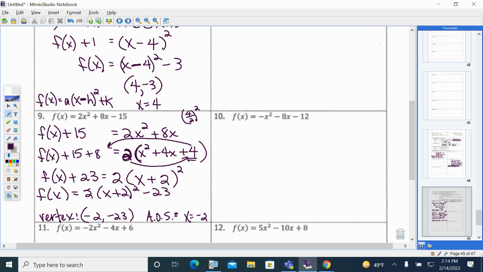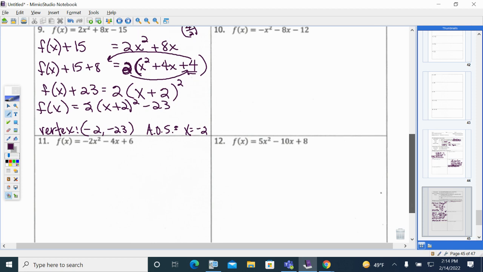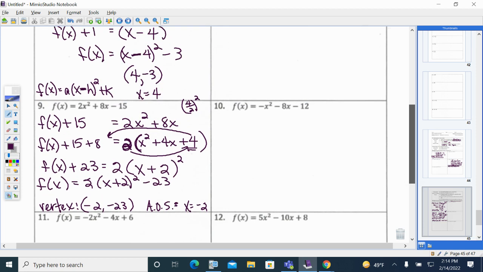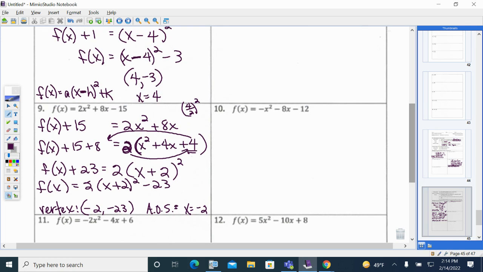I'm going to do one more of these that has a leading coefficient just to make sure that you are good with what's going on. I'm going to choose to do number 10. Number 10 doesn't appear to have a number in front of the x squared, but it does. It has a negative 1. Now, some students may be asking, why can't we just divide everything by negative 1? Well, if we're going to divide everything on the right side by negative 1, we have to divide the left side by negative 1 as well.